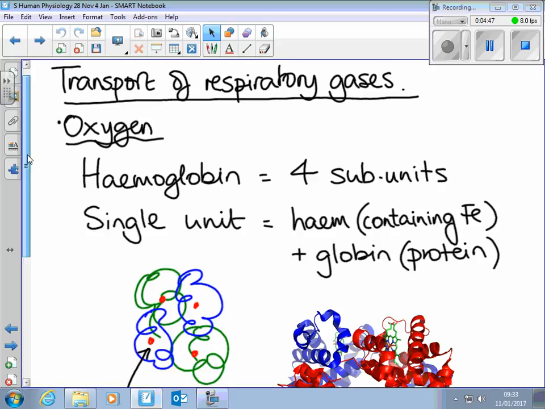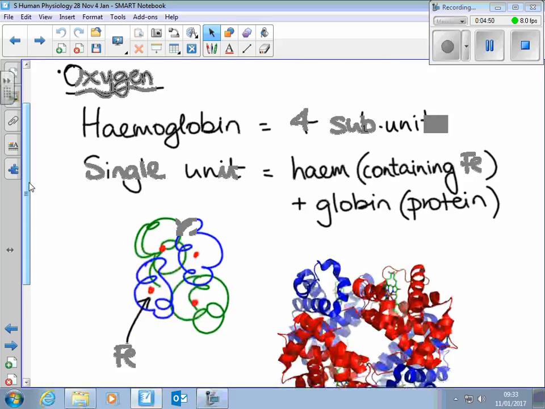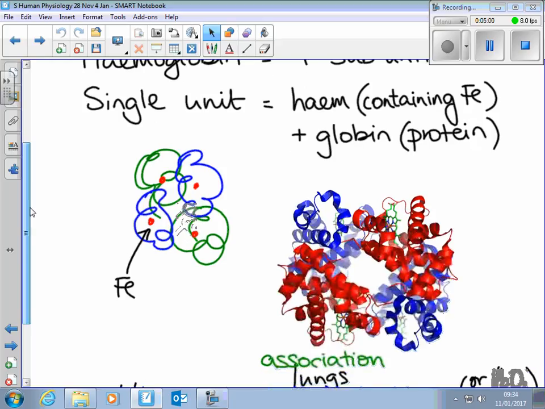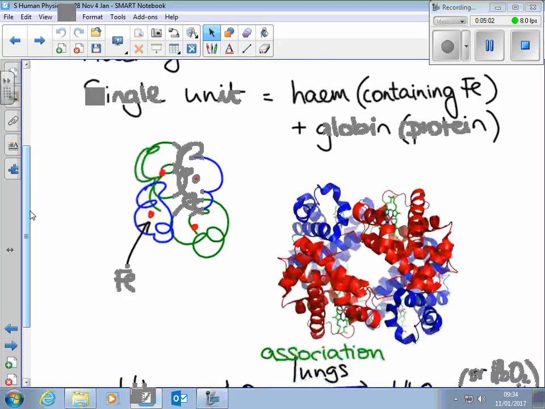So the transport of oxygen involves hemoglobin. Structurally, hemoglobin's made of 4 subunits. A single unit in hemoglobin has got the 2 parts to it. It's got the protein globin chain, and the heme group inside that that's got iron in it, and it's the iron that can carry oxygen.